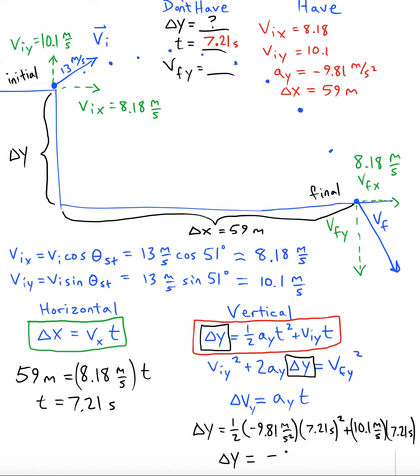Delta y comes out to be negative 182 meters. It's negative to indicate a drop. So we started off at a higher elevation than we ended up at. So that's why the delta y is negative. And so that'll tell us that our height of the building is 182 meters.